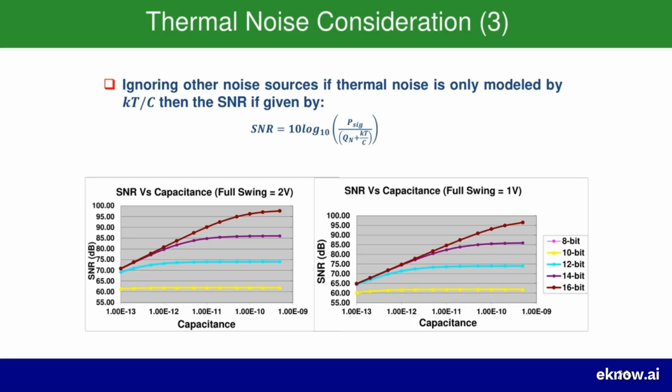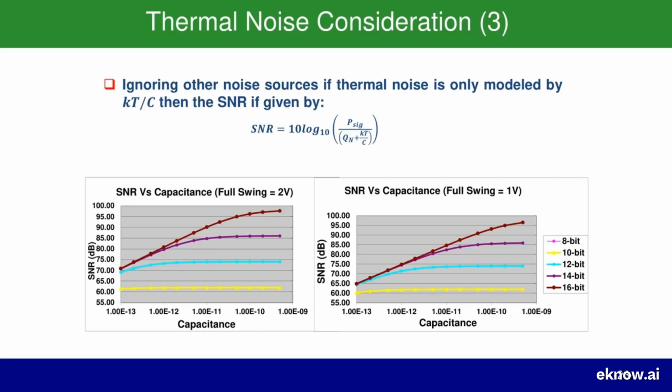Now, let's compare the two graphs. The one on the left is for a full-scale signal swing of 2 volts, while the one on the right is for 1 volt. For any given capacitance and resolution, the SNR is higher in the 2-volt graph. This is because the signal power is proportional to the square of the voltage swing. By doubling the input signal swing, we quadruple the signal power, which gives us a significant boost in SNR. This is another important lever we can pull in ADC design to improve performance.